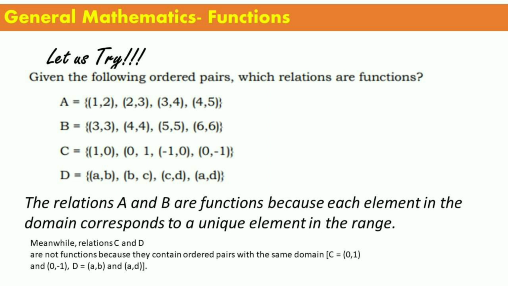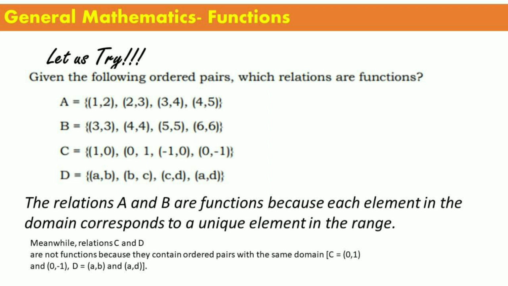As you can observe, the first elements, which are the domain, have no repeats: 1, 2, 3, 4. Nothing repeats. Therefore, letter A is a relation and also a function. Next, how about letter B? The first elements are 3, 4, 5, and 6. As you can observe, there is no repeated domain or x value in each element. Therefore, letter B is a function.